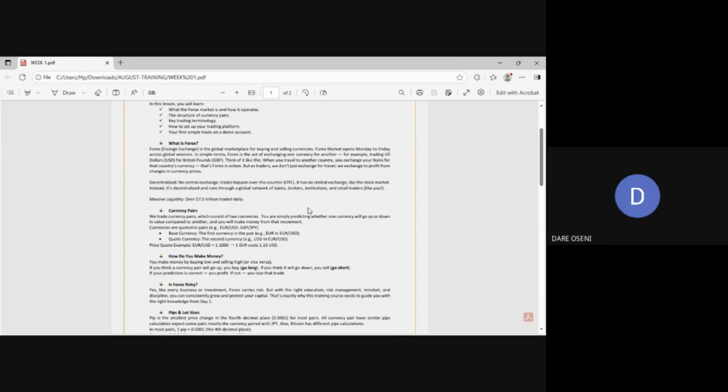So these two currencies, they have a name. I want you to follow me carefully here. We trade currency pairs, which consist of two currencies. You are simply predicting whether one currency pair will go up or down in value compared to another, and you make money from that move. Currencies are quoted in pairs. For example, EUR/USD. That means you are giving Euro to take USD.